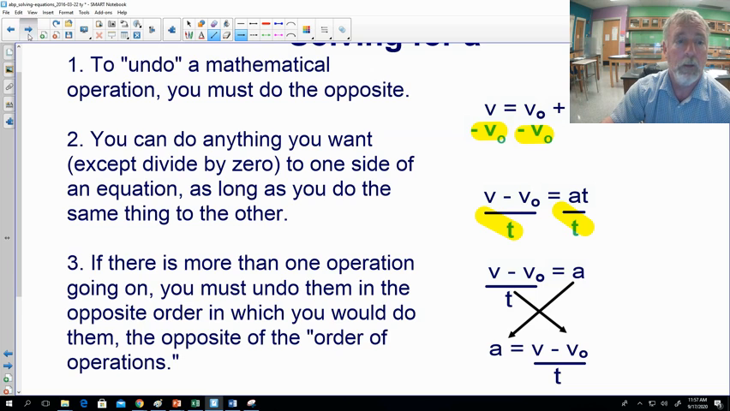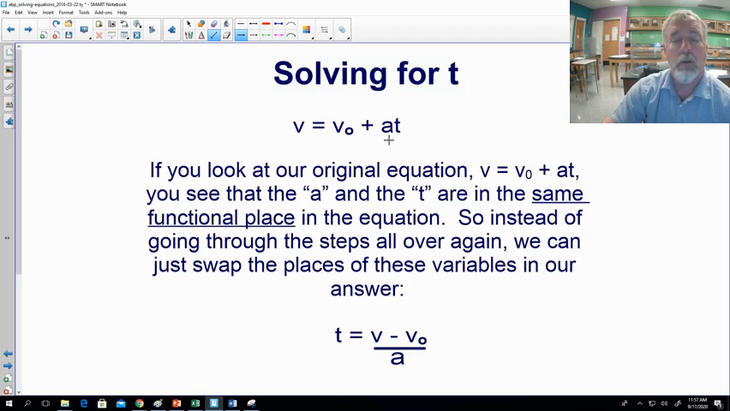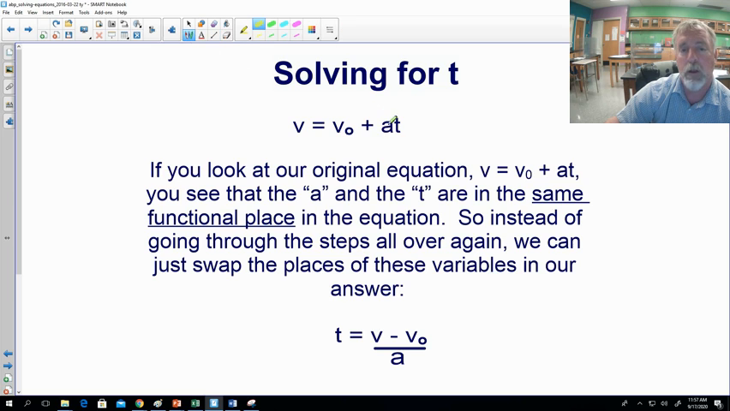Okay. The last part here then is, what if we solve it for t? That's the other variable in our equation. And how do we do that? Well, what I want you to look at here, look at the a and the t in our equation. They're both in the same functional place. And by that I mean, what happens if we flip it around?